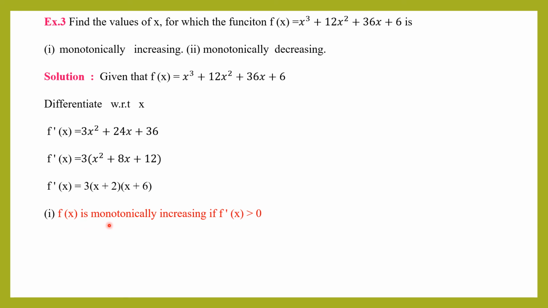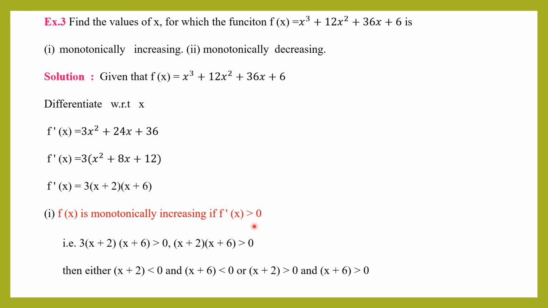Condition first. f of x is monotonically increasing if f dash of x is greater than 0. Here we have to find the values of x. That is, f dash of x, 3 into x plus 2 into x plus 6, greater than 0. Taking 3 to the right-hand side, we get x plus 2 into x plus 6 greater than 0. Here the product is positive. Therefore, both terms are positive or both terms are negative. Plus plus, then it is positive. Minus minus, the product is plus, also greater than 0, that is positive.